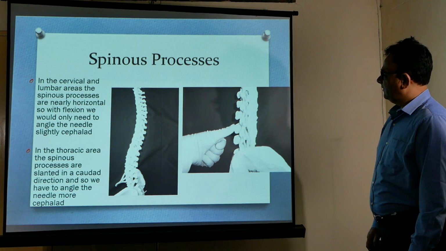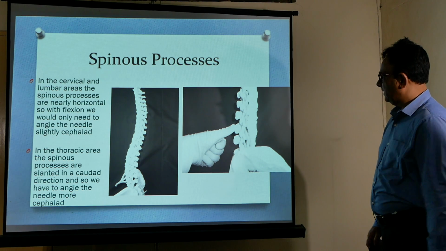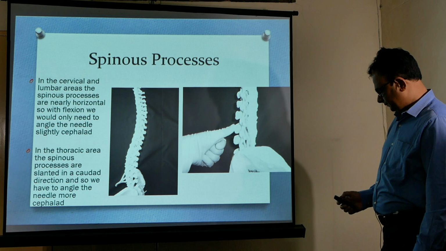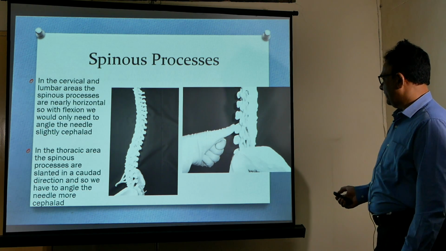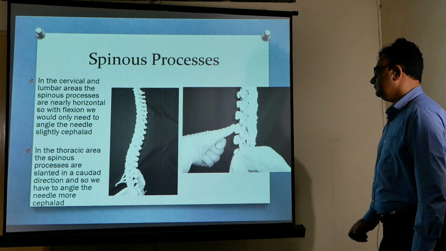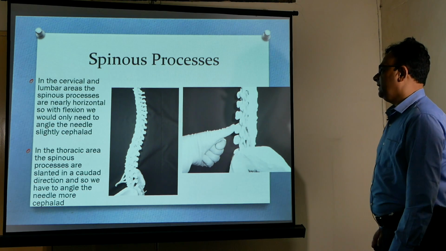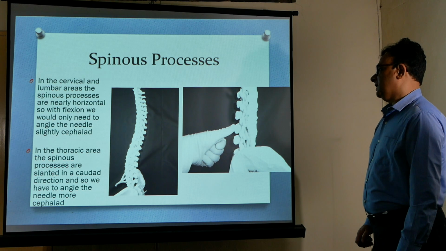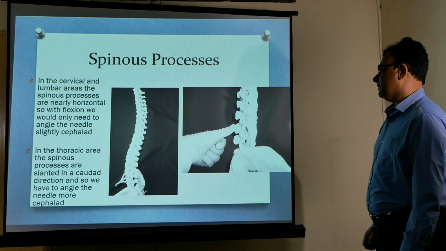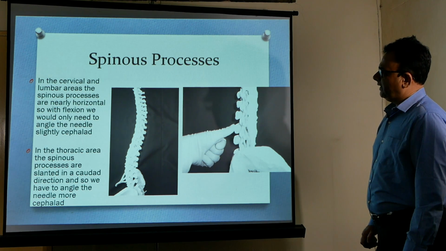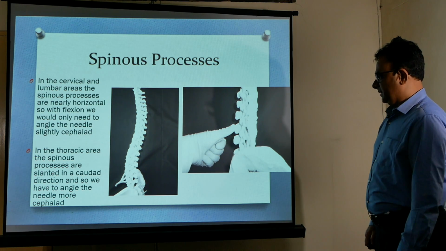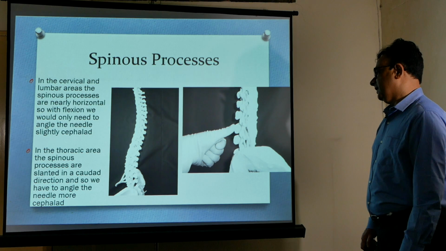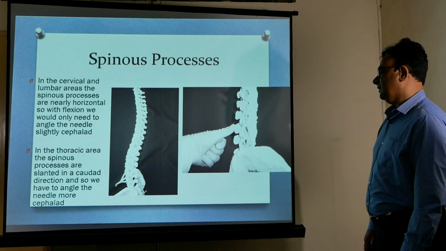This is a picture of vertebrae and how we palpate the spinous process. This is the spinous process and we have to palpate it with thumbs. In the cervical and lumbar areas, the spinous processes are nearly horizontal, so with flexion we would only need to angle the needle slightly cephalad. In the thoracic area, the spinous processes are slanted in the caudal direction, and so we have to angle the needle more cephalad.